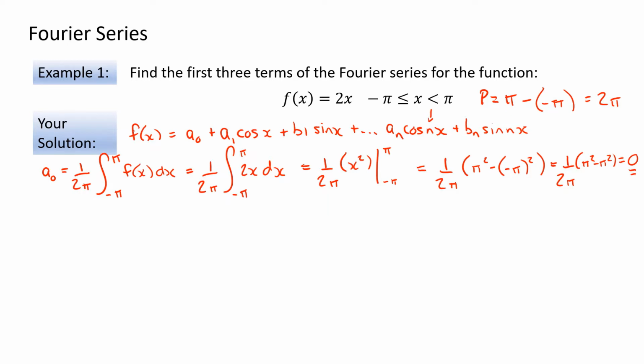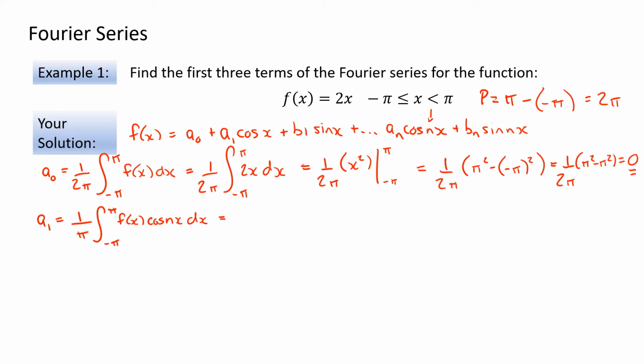The next term, a1, is equal to 1 over pi times the integral, again from negative pi to pi, of f of x, and in this case cosine of nx dx. In this case n is equal to 1. It's our first term. So n matches the value within the subscript for each one of these terms. If it was a2, it would be cosine of 2x, not 1x.